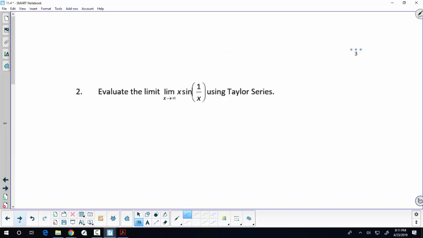Example 2 sort of illustrates, it's not necessarily a weak point in Taylor series, but it is where we have to sort of reformulate. So we're computing the limit at infinity. And the issue here is that it doesn't make sense to center a function at infinity. For that matter, you can't even center near infinity, right? Center around a finite number.